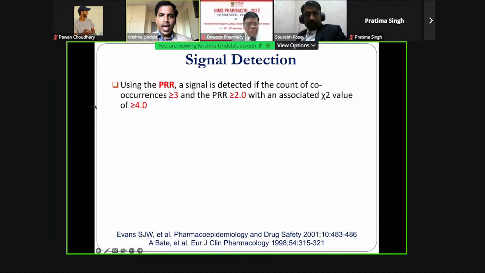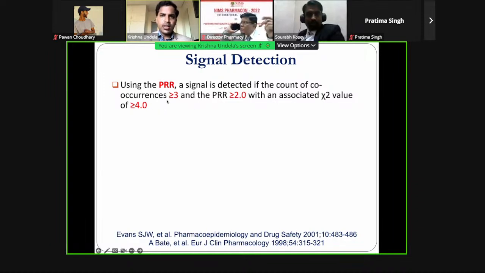For the PRR value, once you get it, we identify the signal if the count of co-occurrences is more than 3, the PRR value is more than 2, and the associated chi-square value is more than 4. Whenever all 3 are satisfied, we can say that a signal is identified between the drug and reaction by using the PRR.